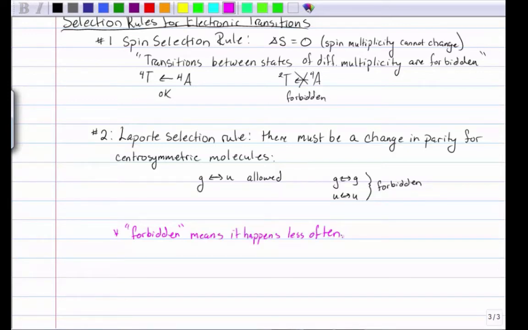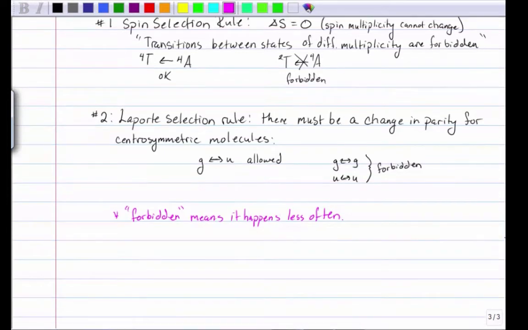And it's not that the forbidden things happen because you can break the rules. The forbidden things happen because molecular vibrations or molecular motions change the symmetry of the molecule temporarily. So anytime you have a vibration, you can have a temporary change in the symmetry, which allows one of those forbidden transitions to happen. It's not breaking the rules, but it's changing the molecule. So forbidden just means that it happens less often. And the forbidden absorbances, or the absorptions, will happen, but they're usually weaker. So the forbidden transitions are usually weak.